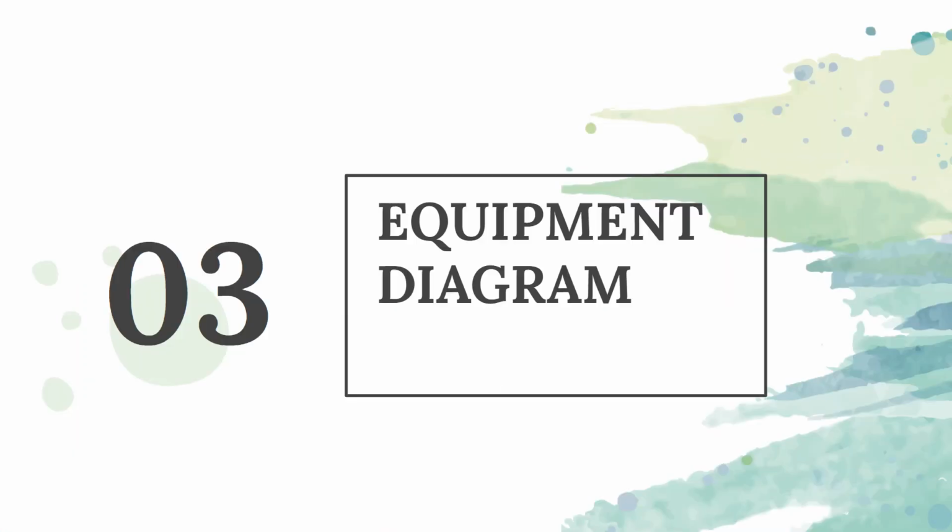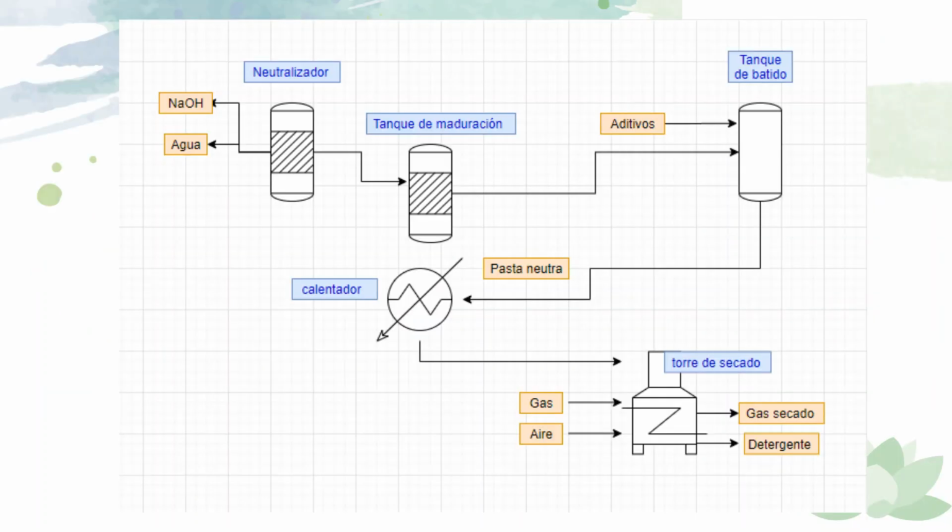This equipment diagram reflects in a simple way the process of making soap powder. The first stage occurs in the neutralizer. After neutralizing the reagents, they pass to the maturation tank, which keeps the paste in motion. The second stage is mixing and occurs in the mixing tank. The last stage occurs in the drying tower, where heat is injected to obtain the powder as a final product.